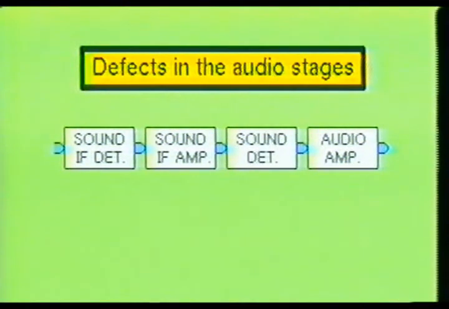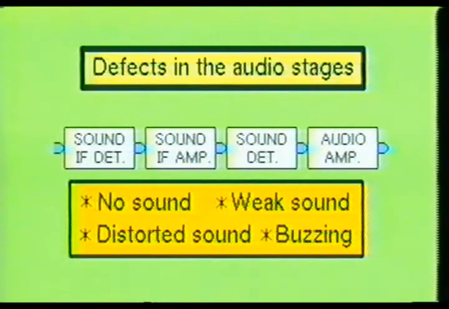Defects in the audio stages are easy to recognize. They can occur in four different categories: no sound, weak sound, distorted sound, and a buzz in the sound. In each case, the video image and color will be normal. The symptoms will only show in the audio reproduction portion of the receiver.